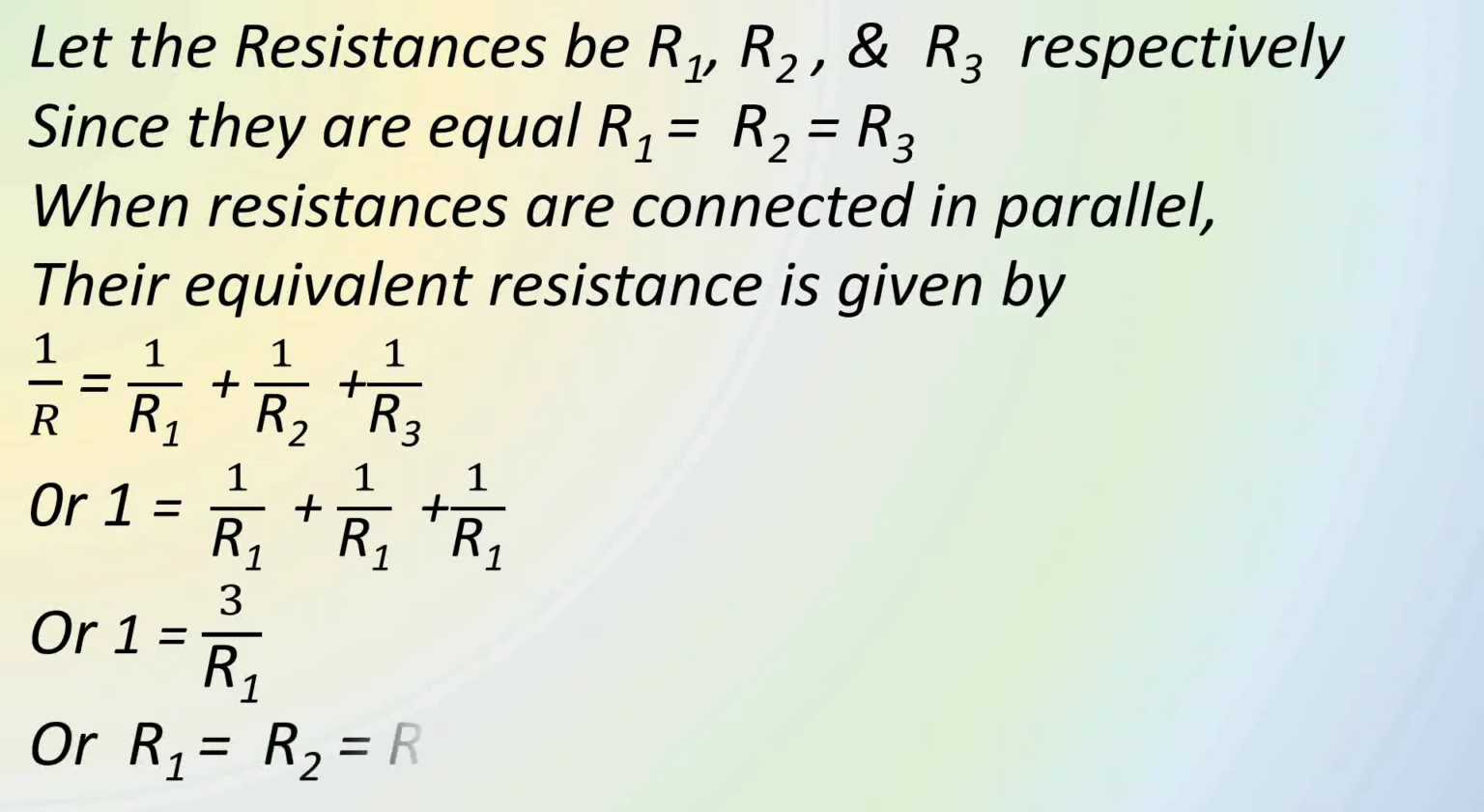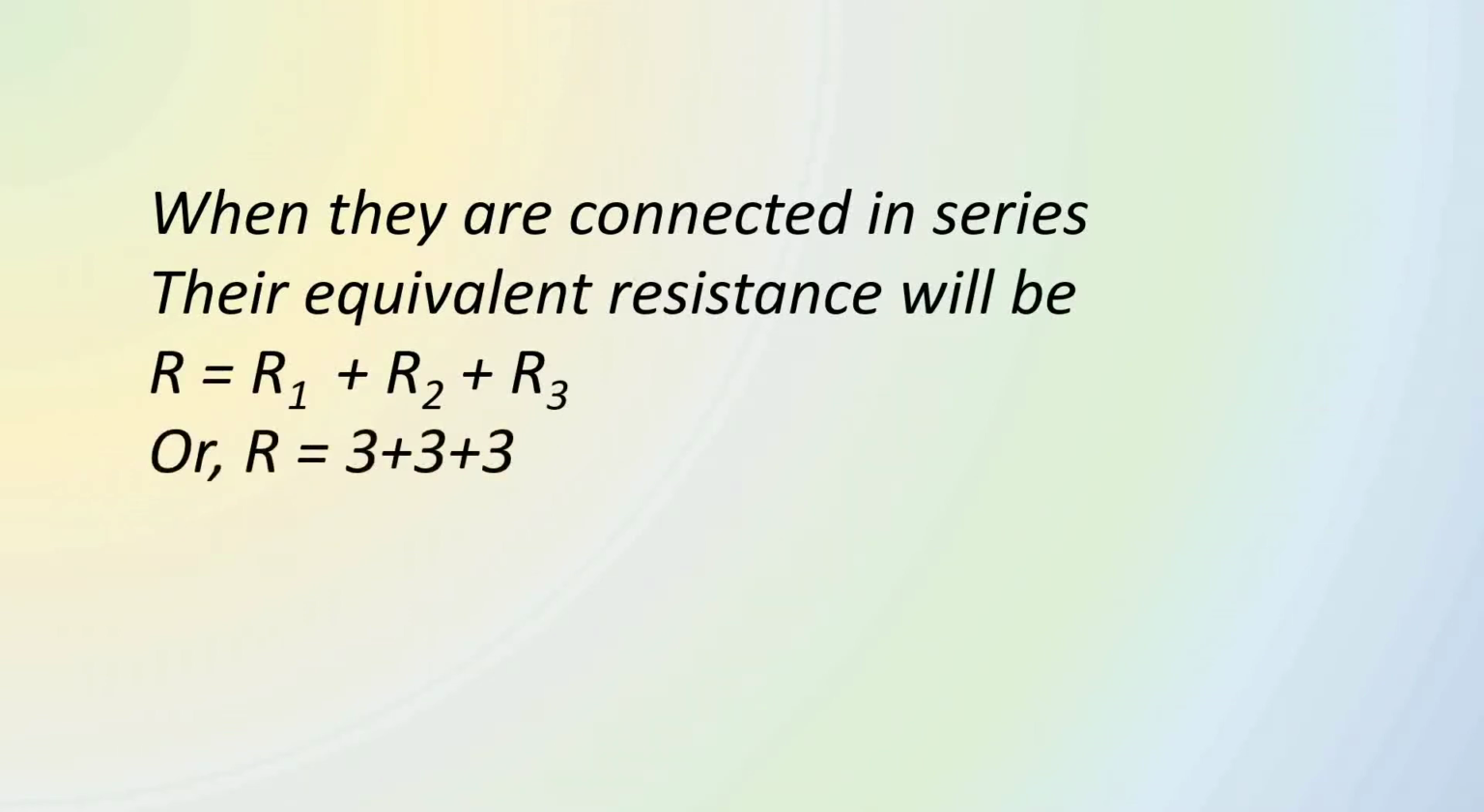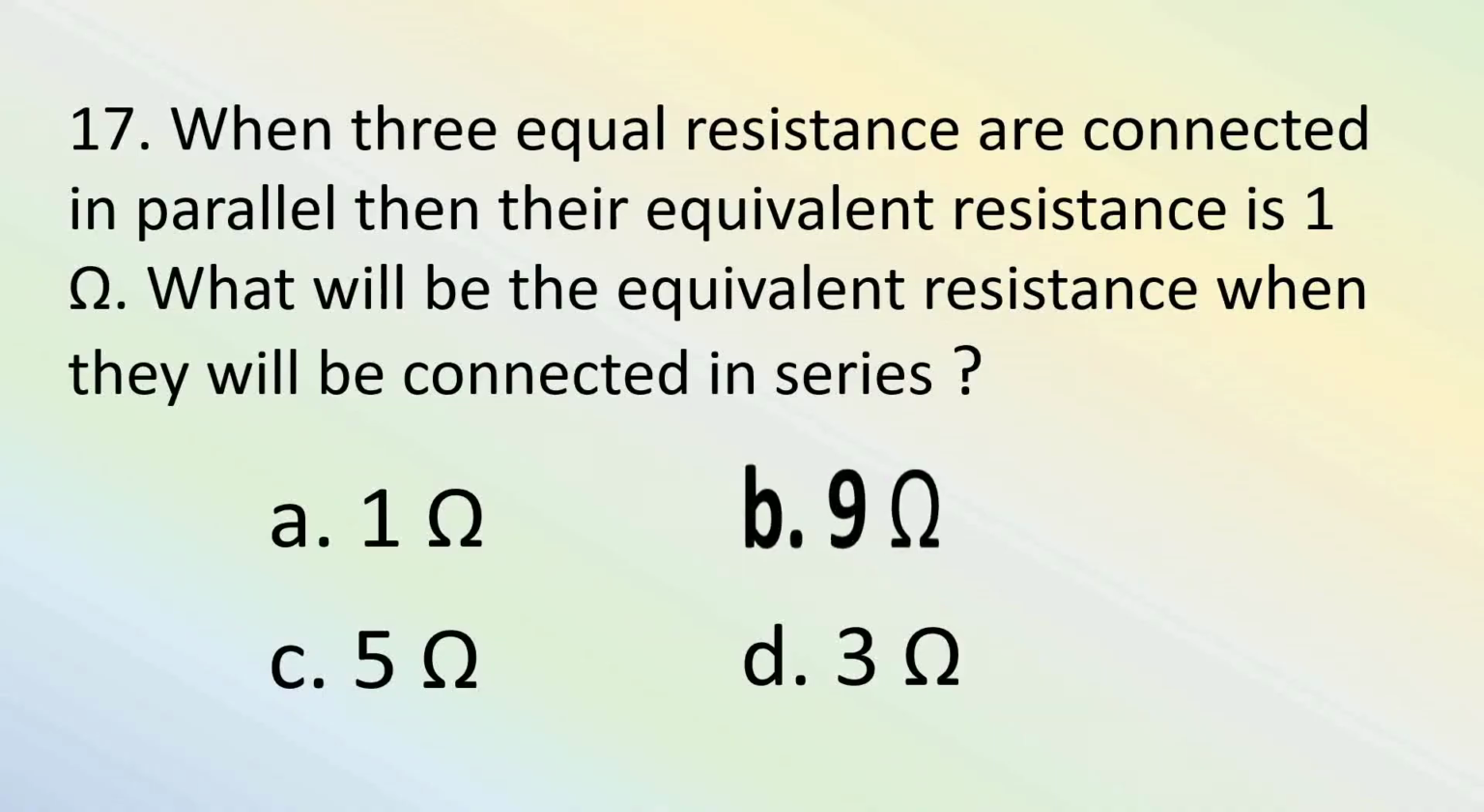Now when three resistances each of 3 ohm are connected in series, their equivalent resistance is given by R equals R1 plus R2 plus R3, which is equal to 9 ohm.